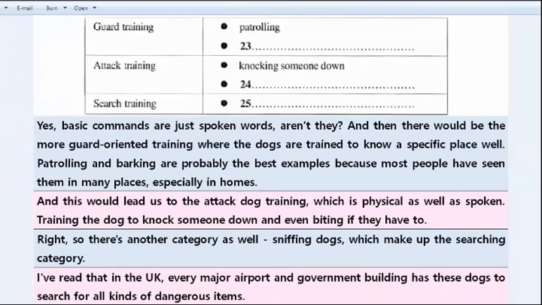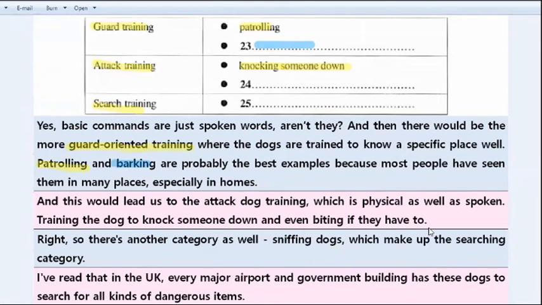And now let's look at numbers 23, 24, and 25. So again, we've got guard training, attack training, search training, patrolling, and knocking someone down. So here we've got guard-oriented training. Okay, so that should be your cue to listen. And we're listening for patrolling and barking. Barking is our answer for number 23. Listening for that ing verb, right?